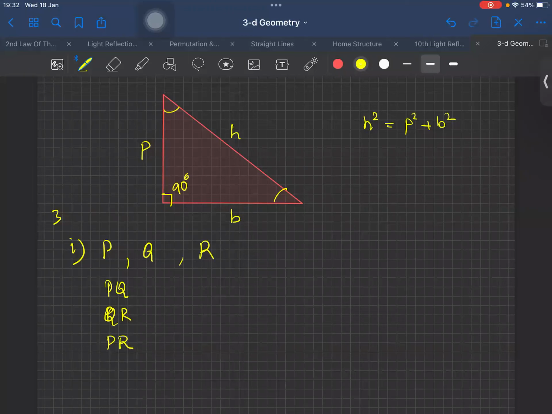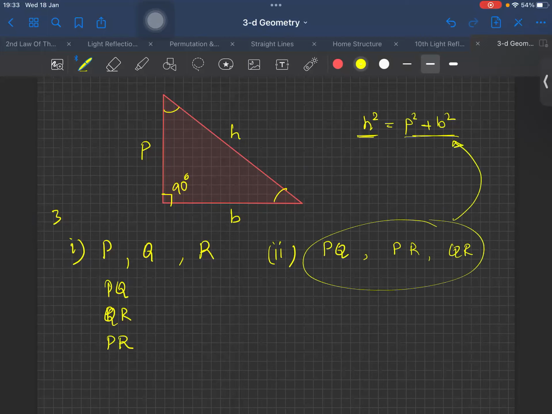All right. And the second problem is to verify that it is a right angled triangle. That means it will follow this relation. You will find PQ, PR and QR. So you will find the squares of all three, and check by adding the squares of two sides whether it is equal to the square of the third side or not. Then it is a right angled triangle.